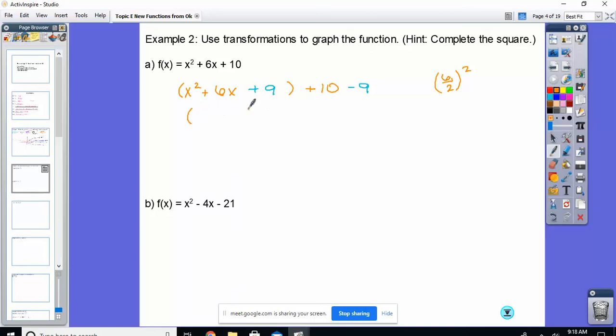Then this is a perfect square, so it factors into something squared. So we know there's an x, and the easy way, I told you, just look right here before you squared. 6 divided by 2 is positive 3, so it's an x plus 3 squared, and then we have a plus 1.